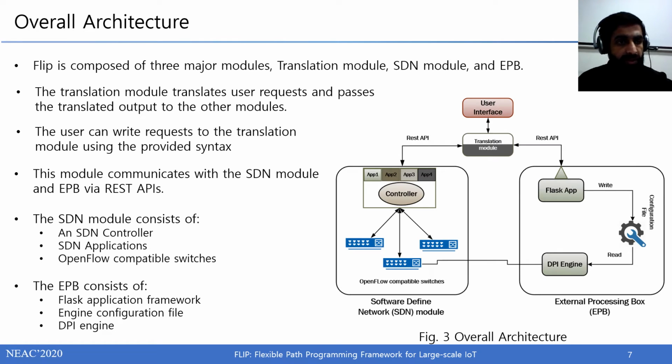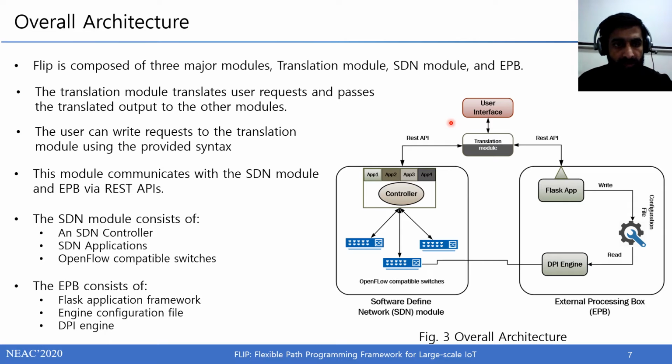This is the overall architecture of Flip. It is mainly composed of 3 modules, as you can see in the diagram. The first module is the translation module. The second one is the SDN module, and the third one is the EPB, external processing box.